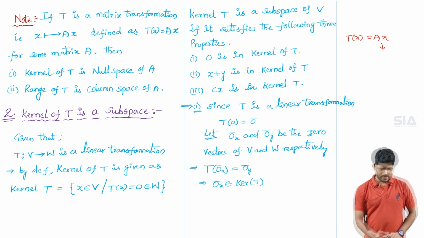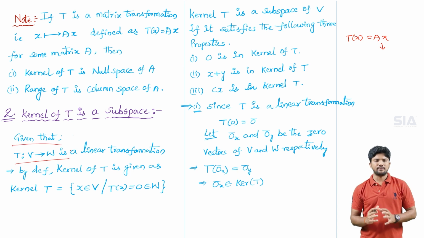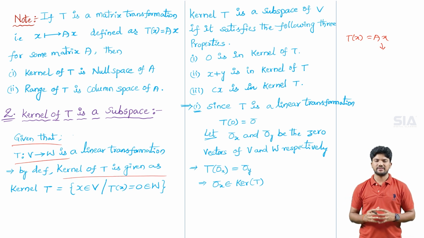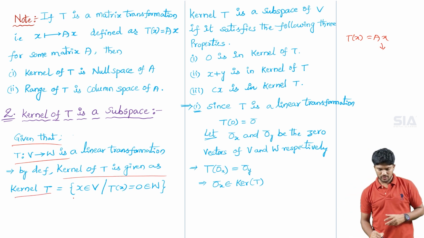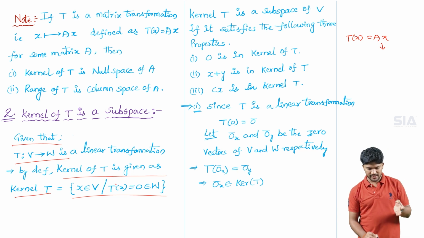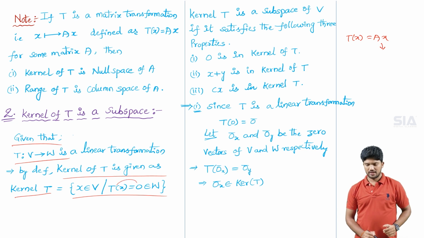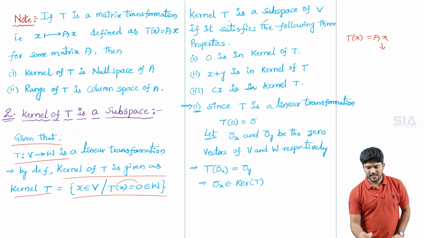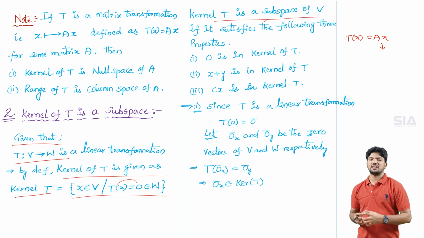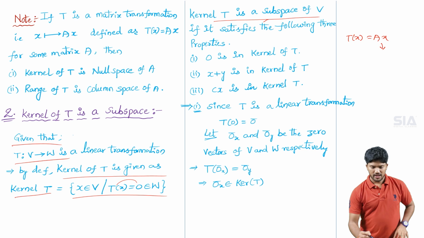Given that T mapping capital V to W is a linear transformation, by the definition of the linear transformation, kernel of T is given as: kernel of T is equal to small x belongs to capital V such that T of x equals 0 in W. Kernel of T is a subspace of the vector space capital V if it satisfies the following 3 properties.